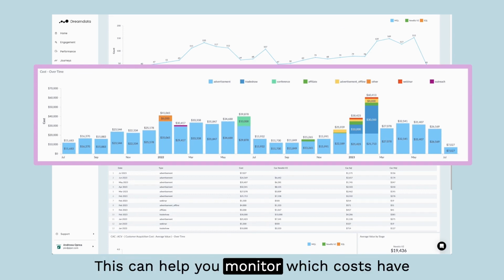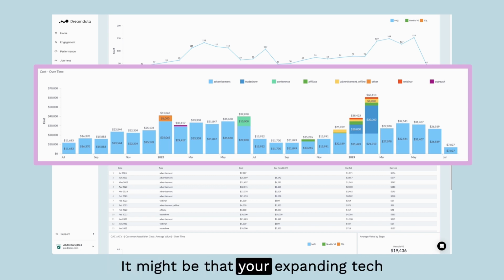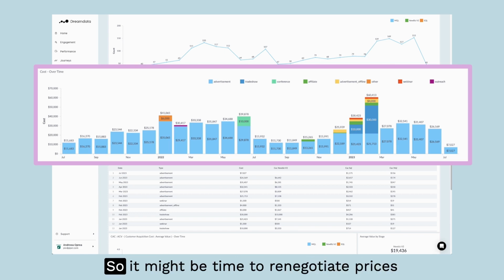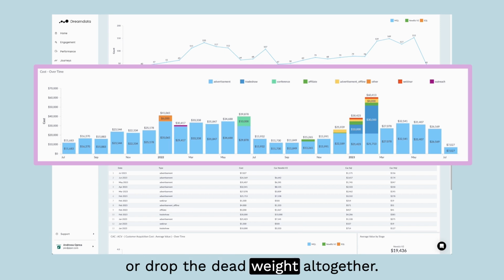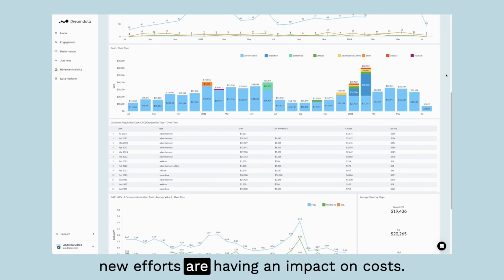This can help you monitor which costs have increased and decreased over the period. It might be that your expanding tech stack is shifting your CAC upwards, so it might be time to renegotiate prices or drop the deadweight altogether. Basically, it helps you examine which of your new efforts are having an impact on costs.